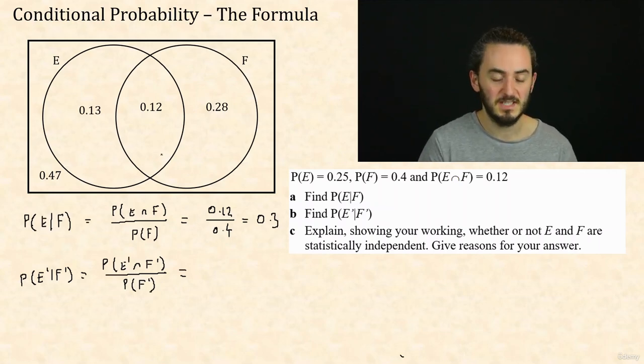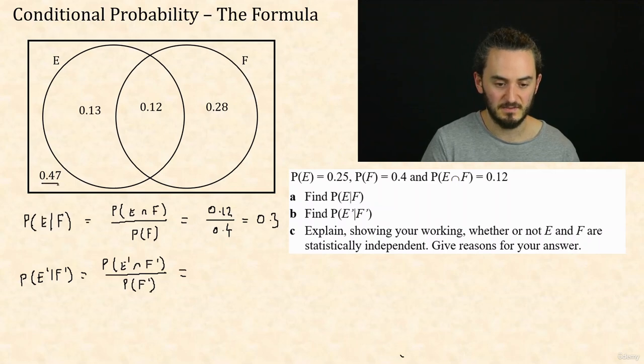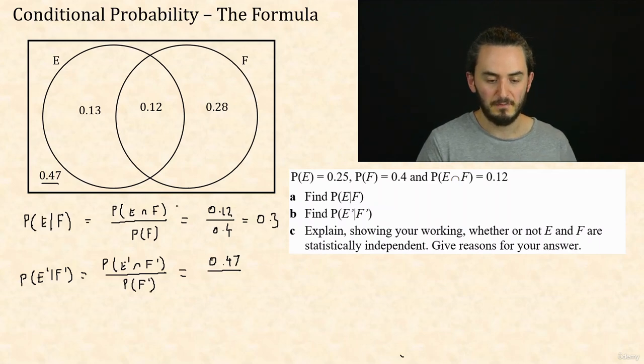So it has to be not E, it can't be in the E bubble, and it has to be not F, so it can't be in the F bubble. Well, the only bit which is both not E and not F is this stuff on the outside, 0.47. Now what about the stuff which is not F? Well, not F is everything which is not in here. We could just add these two together, which is 0.6.